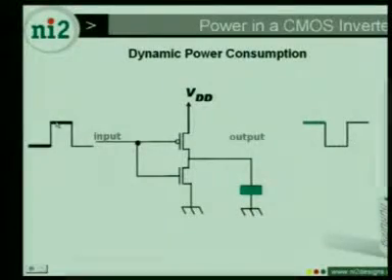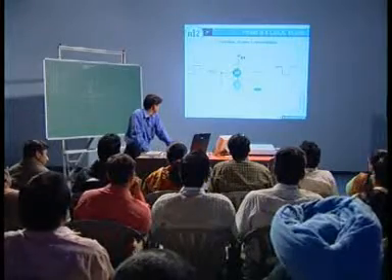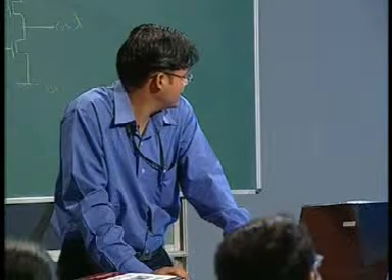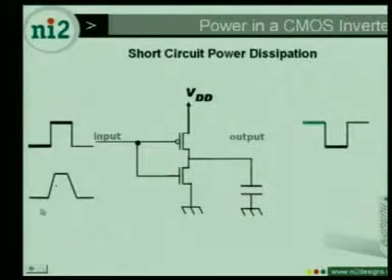Now for the next, here I have this input 1. At this time this PMOS will be off, this NMOS will be on, this will discharge, and finally I will get the inverted output. But practically this sharp edge is not possible. Practically we have this kind of rise time and fall time. So what will happen for this one?